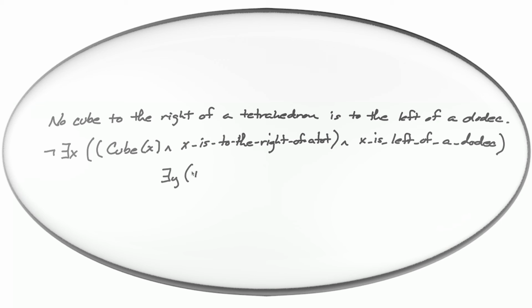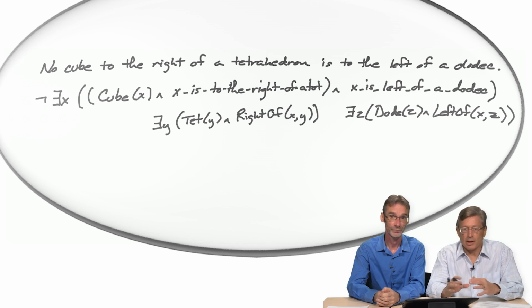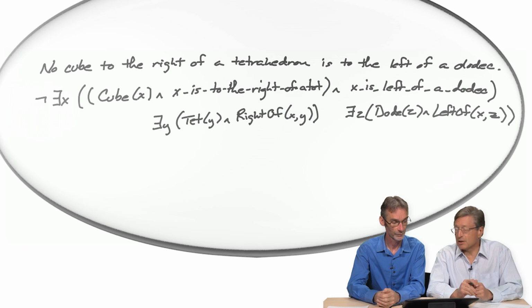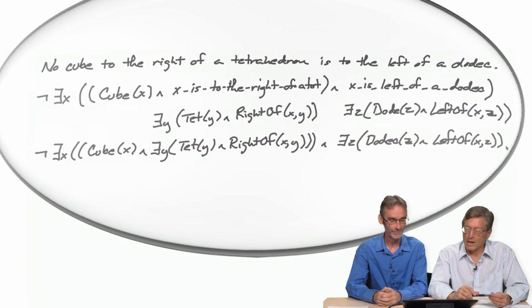That's going to be exists y, tet y, and right of x y. So there's some object, which is a tetrahedron, and that x is to the right of. The second property, x is to the left of a dodec, is very similar. There's some object which is a dodec, and x is to the left of it. So again, this is translated as there exists z, dodec z, and left of x z. Okay, and now with all of these pieces in hand, we can assemble them into the resulting FOL sentence, which is pretty impressive to look at indeed. So there we have it, and that is indeed an impressive sentence.